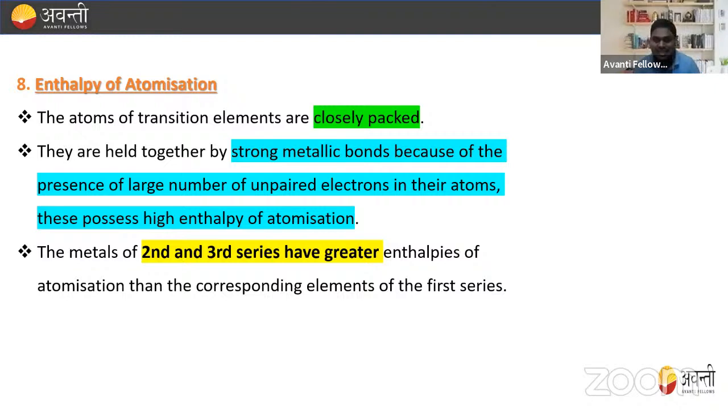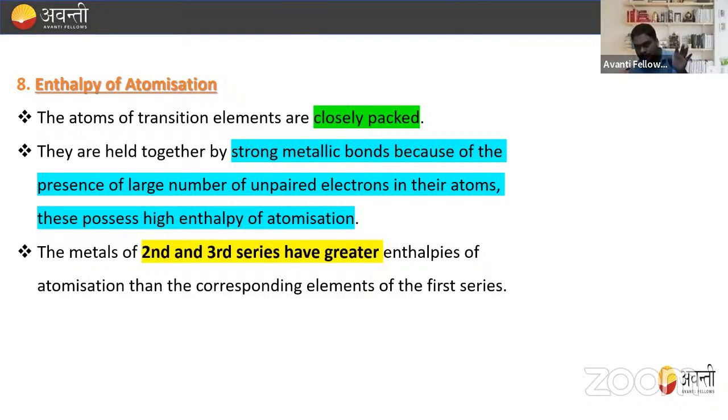The metals of second, third series have greater enthalpies of atomization than the corresponding elements of the first series. Just remember this. So this is all about the enthalpy of atomization.